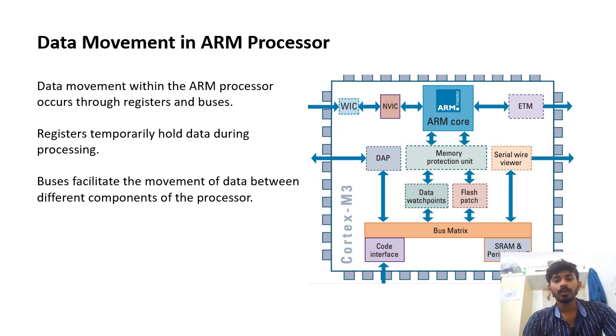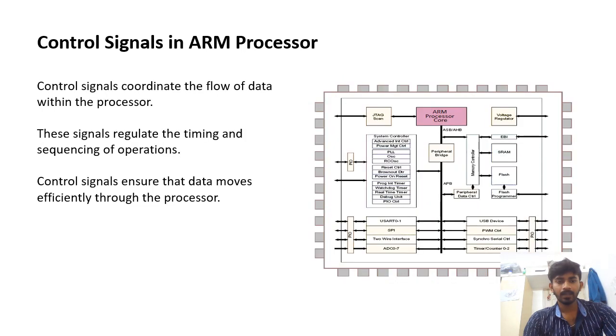It contains the ARM core, ETM, DAP, memory protection unit, serial wire viewer, data watchpoint, code interface, etc. Now, control signals in the ARM processor. Control signals coordinate the flow of data within the processor. These signals regulate the timing and sequencing of operations, and ensure that the data moves efficiently through the processor. And this is the flowchart of the control signals in the ARM processor.